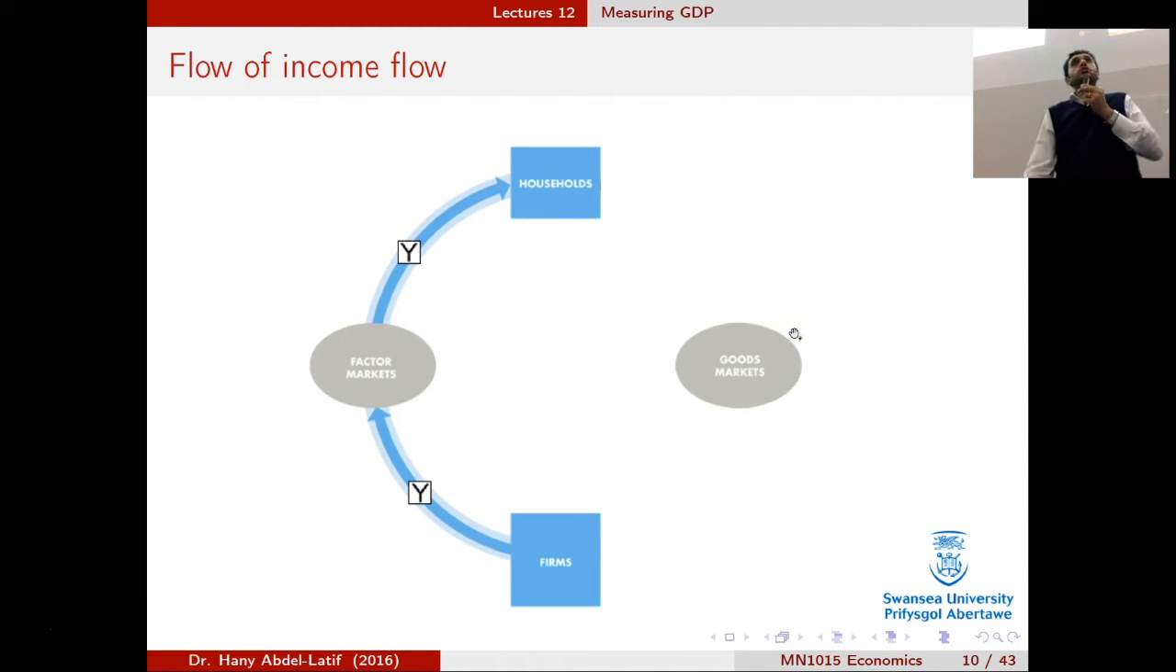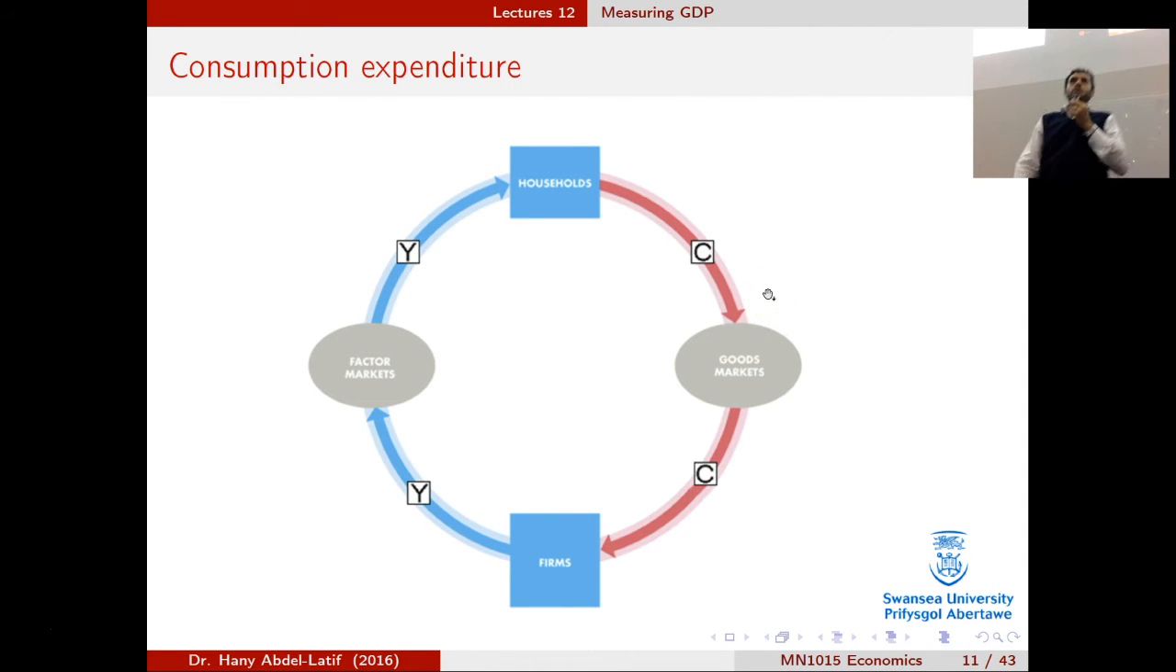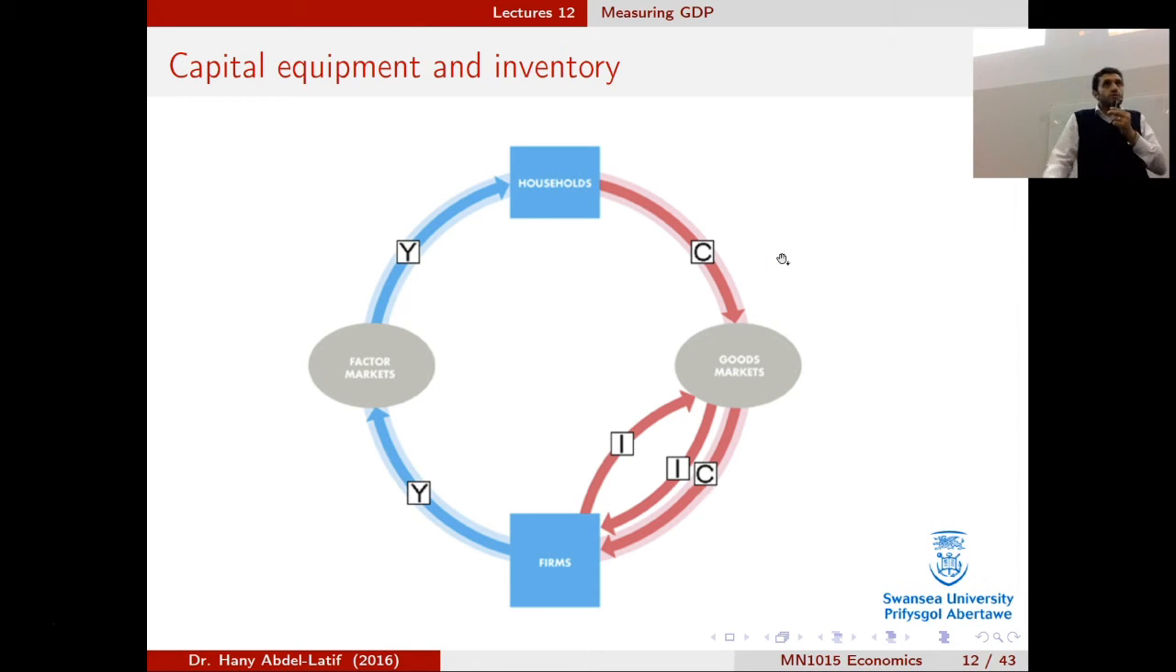And what do households do? They spend on consumption. So the red arrow here shows the consumption expenditure. When they buy goods and services, they pay for consumption. What firms do, as I said, is investment. So they spend on investment. So now we have two sectors. Remember, this is not a realistic case, because in reality we have four sectors: households, firms, government, and the rest of the world. We're going to look at this later, but now let's just focus on a very simple case.